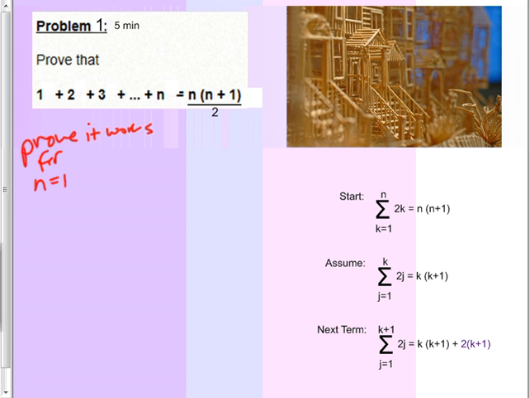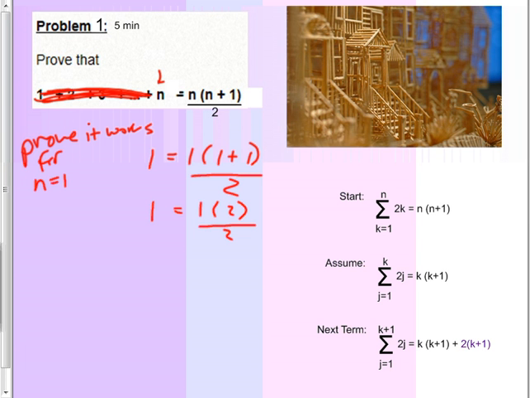Well, if n equals 1, there's only one term. And so we don't need all these terms. We just need the last term, which is the same as the first term, right there. So you get what we say, 1 equals 1 times 1 plus 1 over 2. And does that actually come out to be a true statement? Yes. 1 is equal to 1 times 2 all over 2, and the 2's cancel, and 1 equals 1. Yay, I proved it. That's my first step. How many of you got that far? Cool. Then what's step 2?